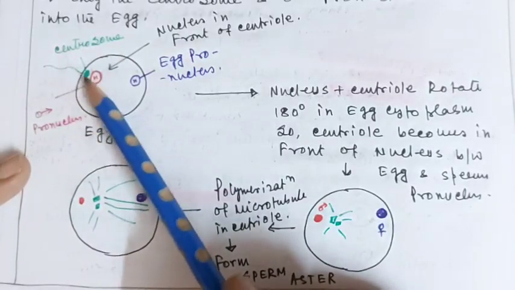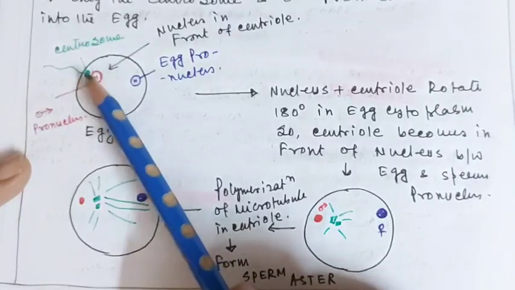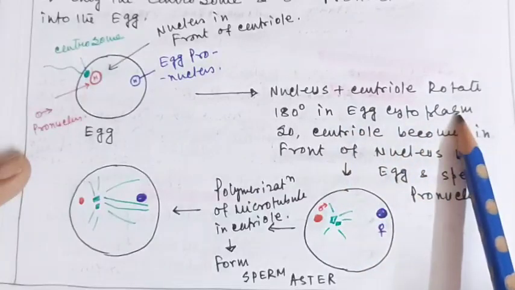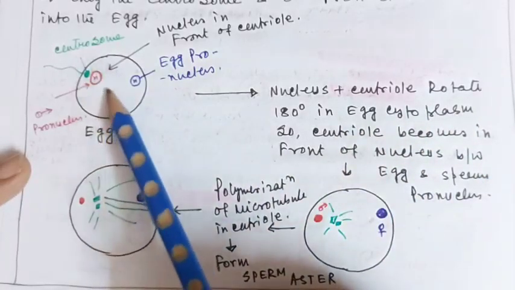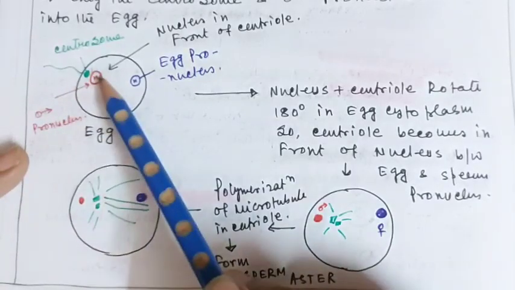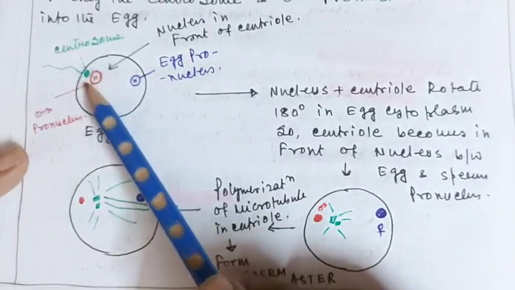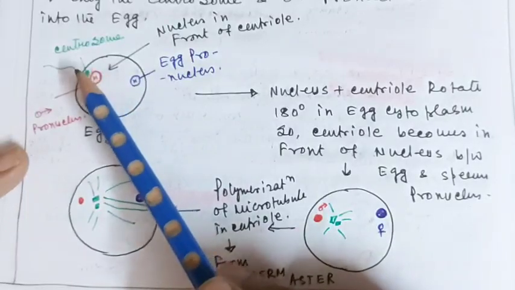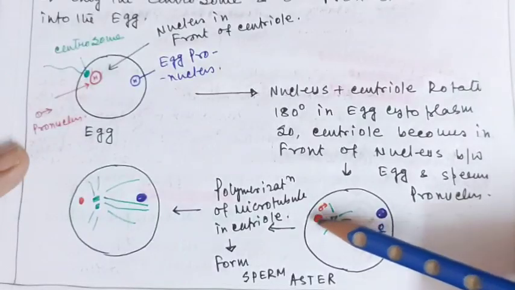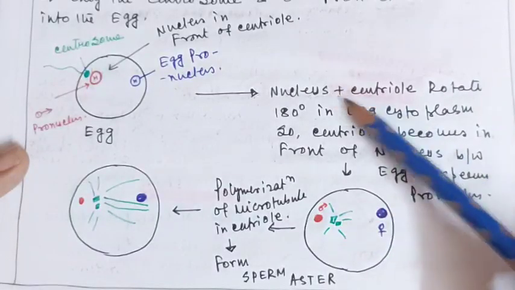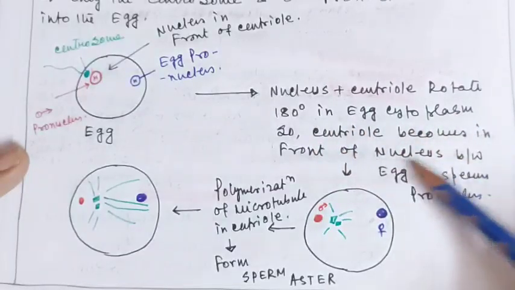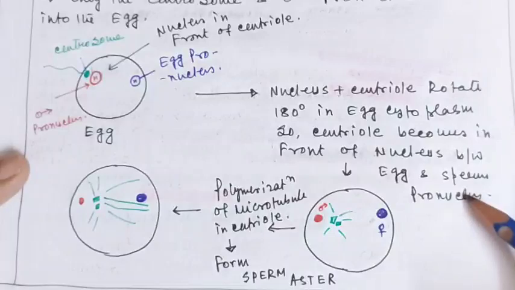Just after the release of the centrosome and male pronucleus, the nucleus and centrosome rotate 180 degrees in the egg cytoplasm. After release, you can find the male pronucleus in front of the centrosome, but these two structures rotate 180 degrees, so you can find the centrosome in front of the male pronucleus. Then the nucleus plus centrosome rotate 180 degrees in the egg cytoplasm, so the centriole comes in front of the nucleus, between the egg and the sperm pronuclei.